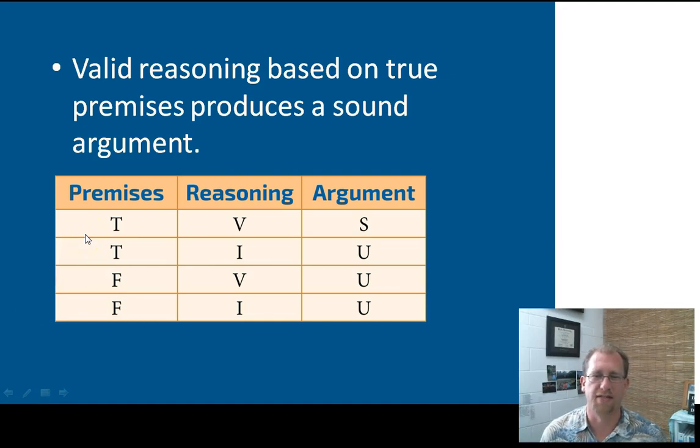We're going to look first at valid reasoning and sound premises. Does this make a true argument? So if the premises are true, I'm starting with true ideas, and I have valid reasoning, then that's the only way to get a sound argument. Okay? If my premises are true but my reasoning is invalid, they don't flow from each other, then I don't have a sound argument. I have an unsound argument. If my premises are false, then it doesn't matter if it's valid or invalid. I will not have a sound argument. I'll have an unsound argument.